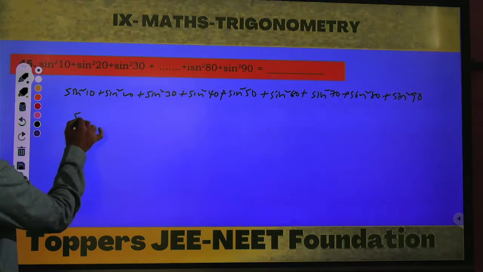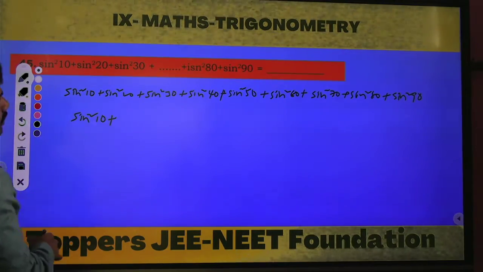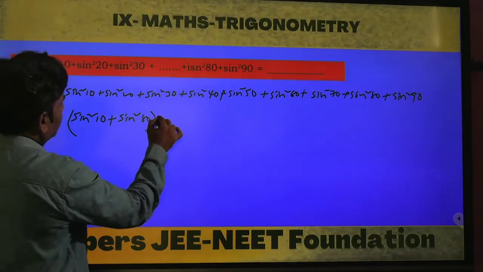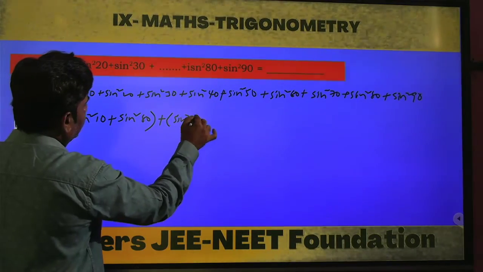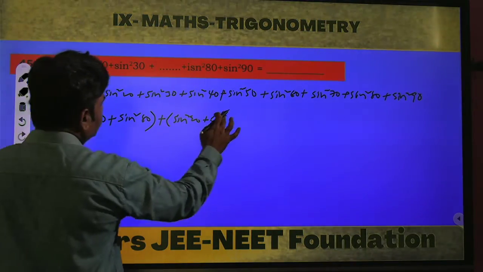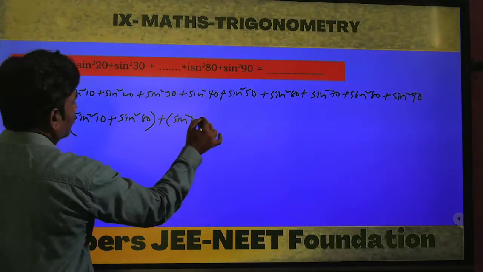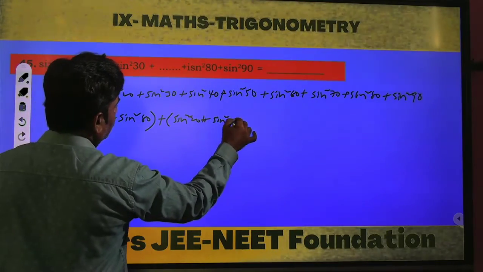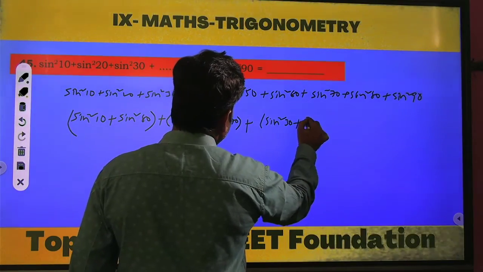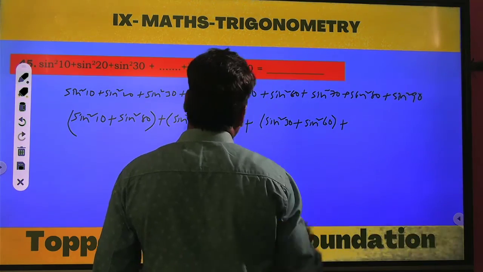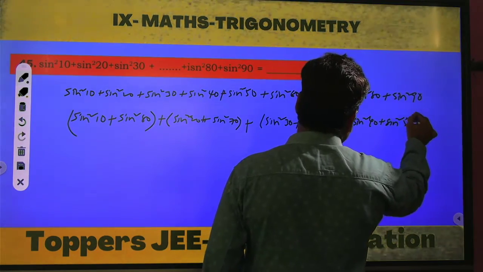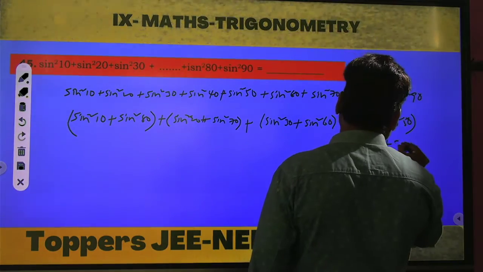Take sin square 10 plus sin square 80 as one pair. Next, sin square 20 plus sin square 70. Next, sin square 30 plus sin square 60. Next, sin square 40 plus sin square 50, plus sin square 90.